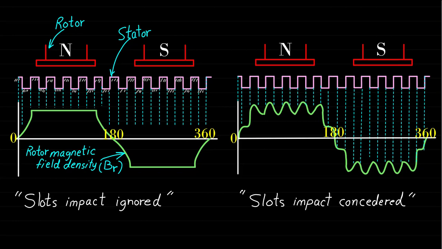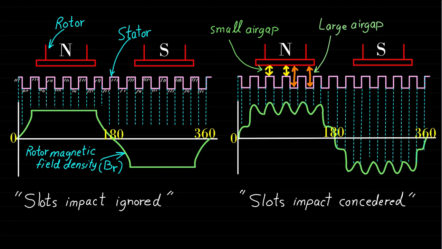Basically, the oscillation or ripple in the rotor magnetic field is introduced because the air gap between the stator and rotor changes because of the slots. As we can see, the air gap between the stator and rotor alternates between a small air gap and a large air gap. These changes of the air gap affect the reluctance of the magnetic path between the stator and rotor and therefore cause oscillation or ripple in the magnetic field distribution.